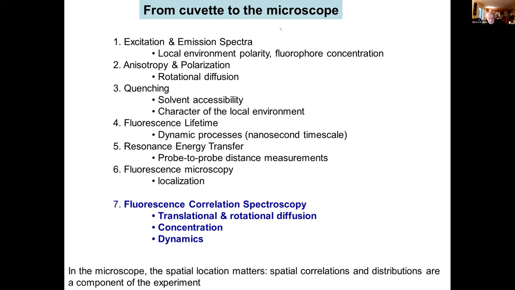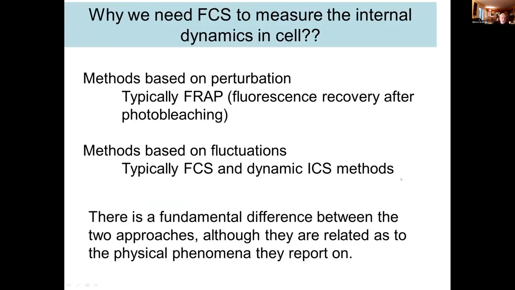But all those techniques are done in a cuvette, but at some point, it was about the year 2000, we decided to do those techniques in the microscope. And I will talk about fluorescence correlation spectroscopy, and in particular, the difference between translation and rotational diffusion. So this is very important, changing concentration and then dynamics. So let us see if I can go to the next slide.